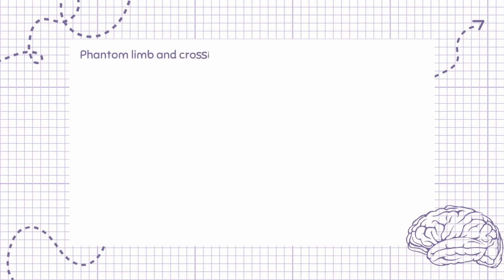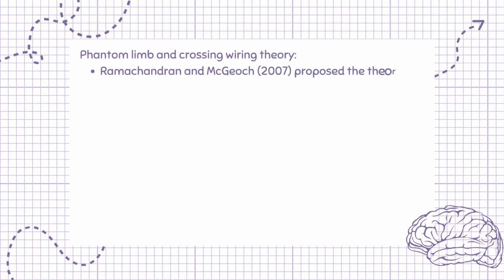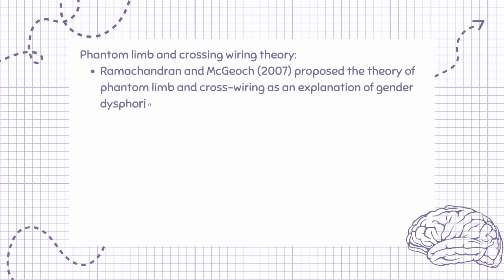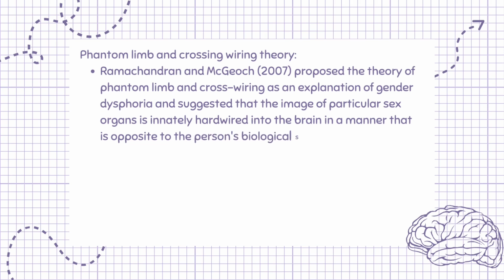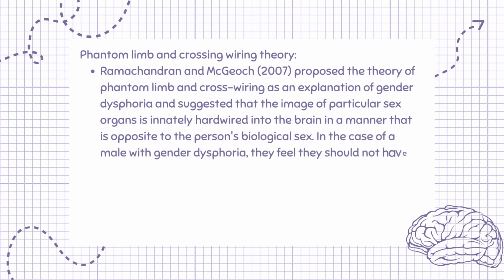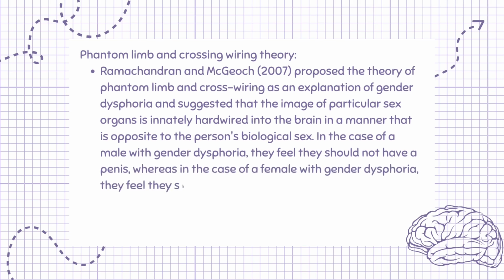Phantom limb and cross-wiring theory. Ramachandran and McGeoch, 2007, proposed the theory of phantom limb and cross-wiring as an explanation of gender dysphoria and suggested that the image of particular sex organs is innately hardwired into the brain in a manner that is opposite to the person's biological sex. In the case of a male with gender dysphoria, they feel they should not have a penis, whereas in the case of a female with gender dysphoria, they feel they should have a penis.